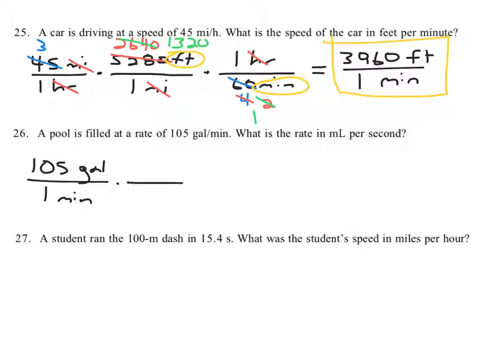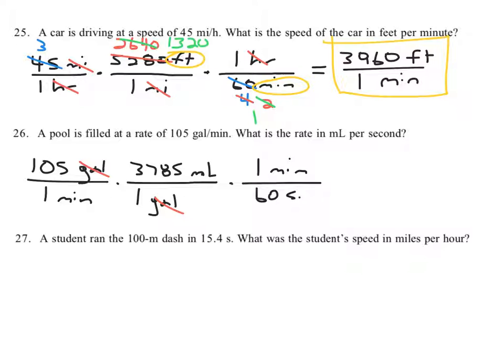We need to convert the gallons. 1 gallon is 3,785 milliliters. That's going to cancel gallons and gallons. We also need to convert minutes into seconds. So we've got 1 minute on top to cancel the minute that's on the bottom, and that's equal to 60 seconds. Minutes will cancel minutes.